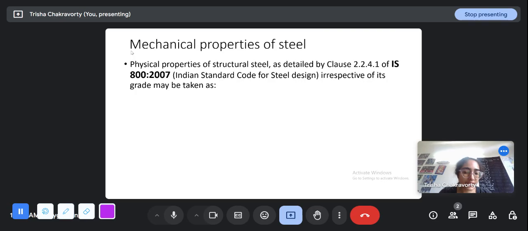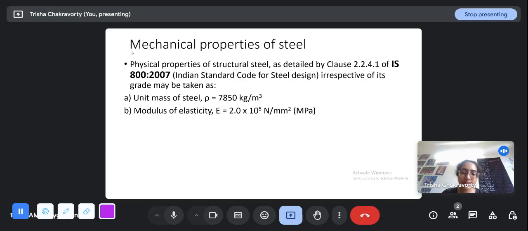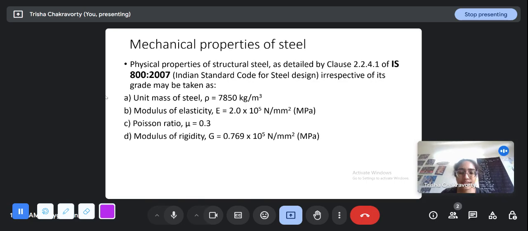And irrespective of the grade of steel, five properties can be taken fixed at their values. So the density is 7850 kg per meter cube. The Young's modulus is 2 into 10 to the power 5 megapascal. Newton per millimeter square is a unit used most commonly for stress quantities, so that's megapascal. Poisson's ratio is 0.3. The modulus of rigidity is 0.769 into 10 to the power 5 megapascal.